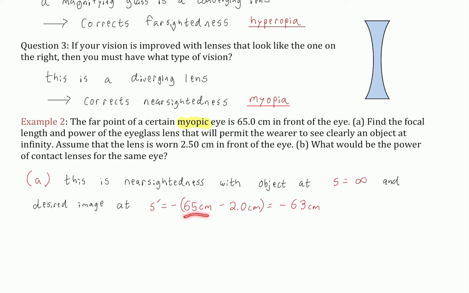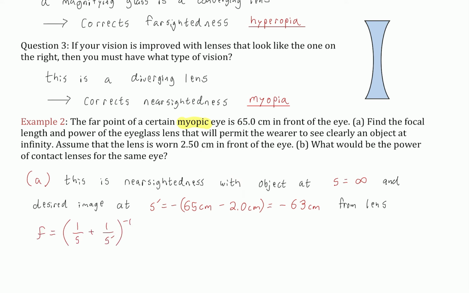But the thing is, we don't want the full 65, because we have to account for the fact that the corrective lens is worn in front of the biological eye by 2 centimeters. So that means we want to put the image 63 centimeters away from the actual eye, because the lens is already 2.5 centimeters in front. Here I subtracted 2 centimeters. I actually should have subtracted 2.5. So please excuse my numerical inconsistency there. So, all right, that's from the lens.